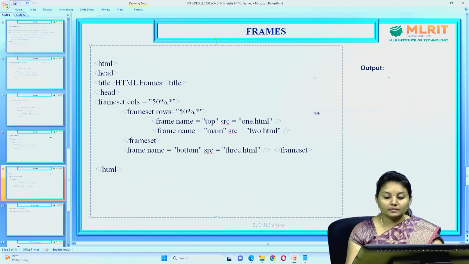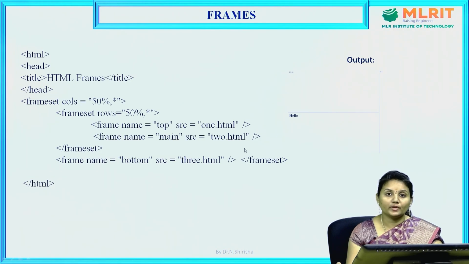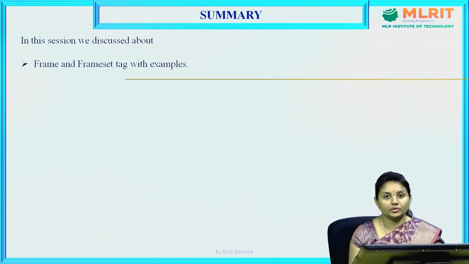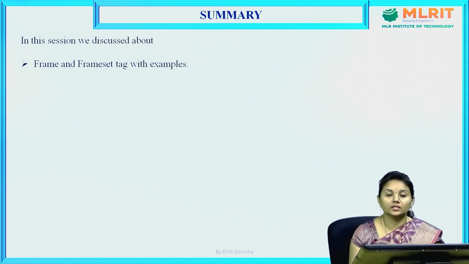So frame will be a subtag for your frameset tag. Frameset tag will contain subtags frame, with rows and columns. So in this session we have covered how to create frames using a frameset tag and what is the use of the frame tag with rows and cols attributes, how to send an external HTML file as a source to your frame. Okay, I hope you all understood. Thank you all.